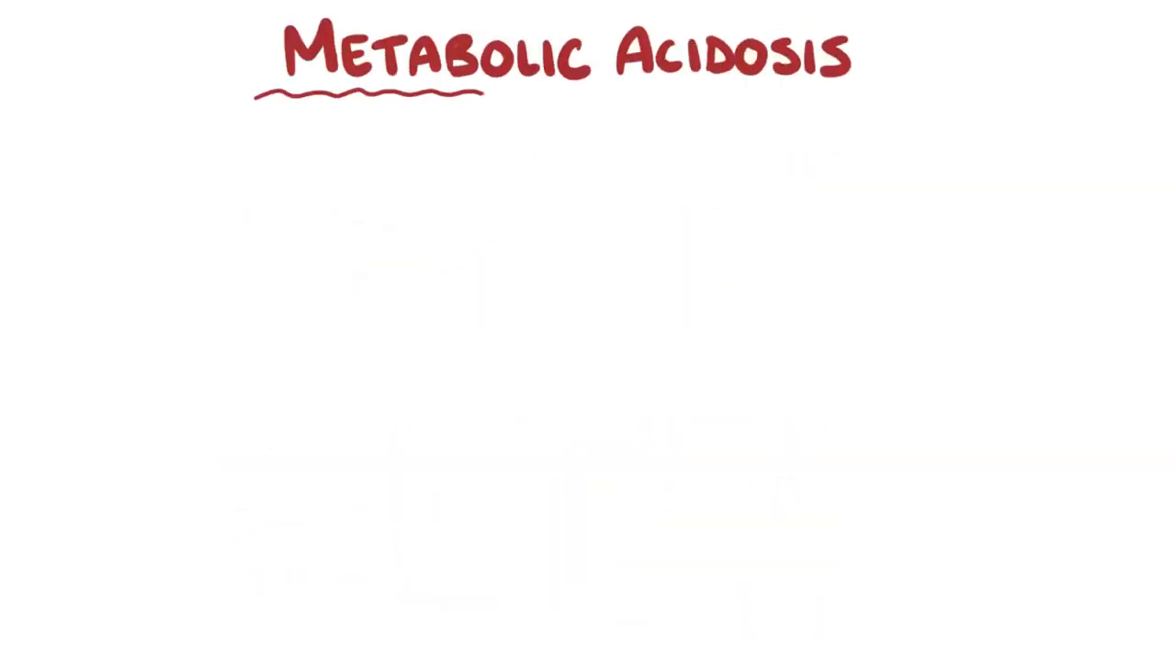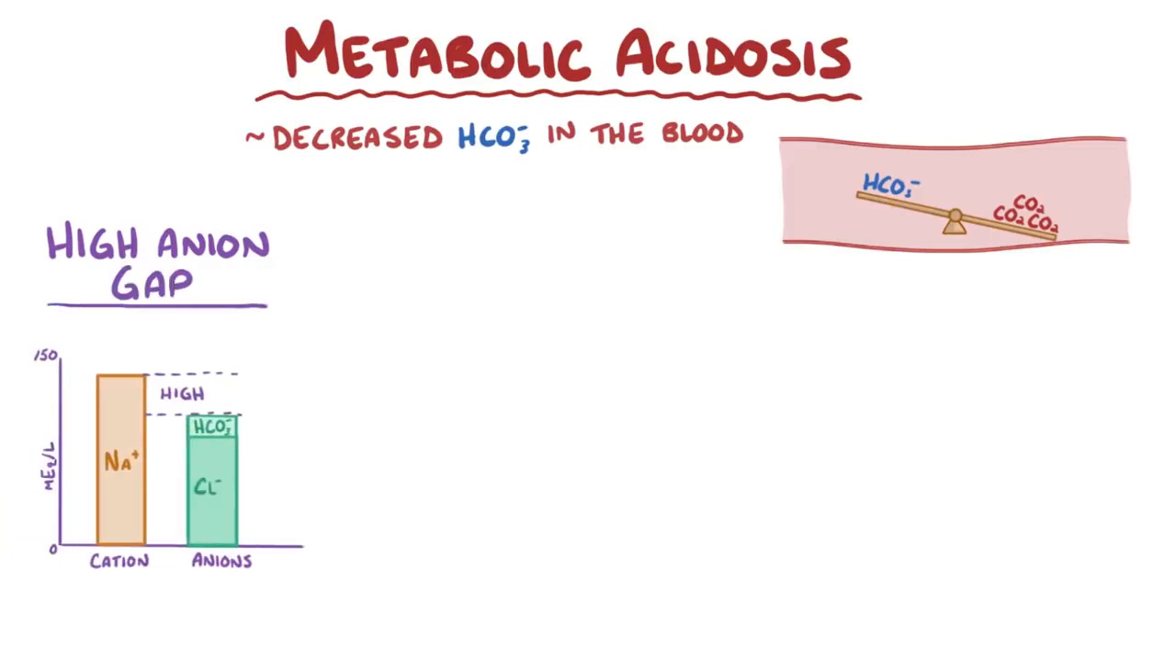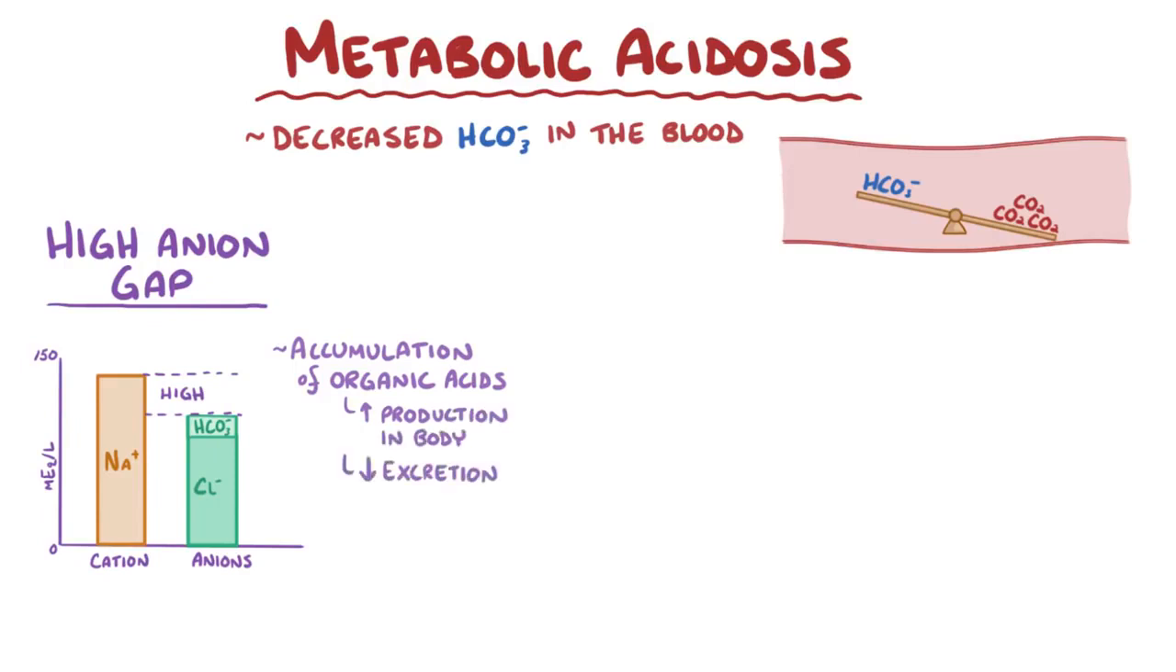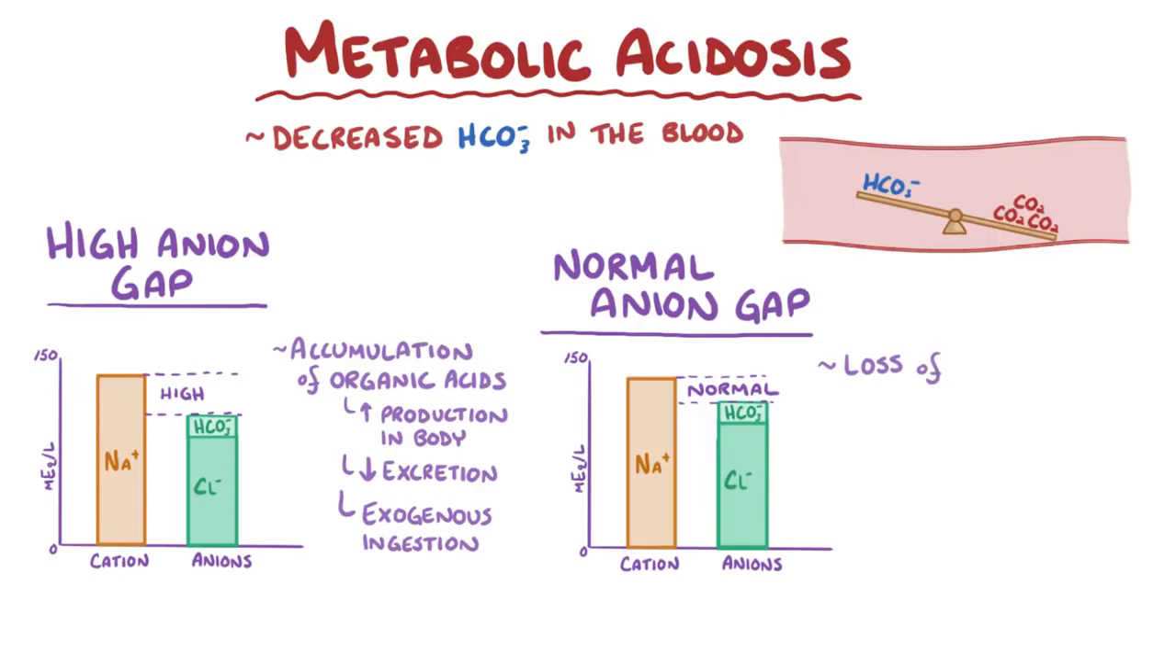Alright, as a quick recap. Metabolic acidosis is usually caused by a decreased bicarbonate concentration in the blood. It can be classified into high anion gap cases, which are caused by the accumulation of organic acids, either due to their increased production in the body, decreased excretion, or exogenous ingestion. And the other type is normal anion gap cases, which are caused directly by a loss of bicarbonate ions, as is the case in diarrhea or type 2 renal tubular acidosis.